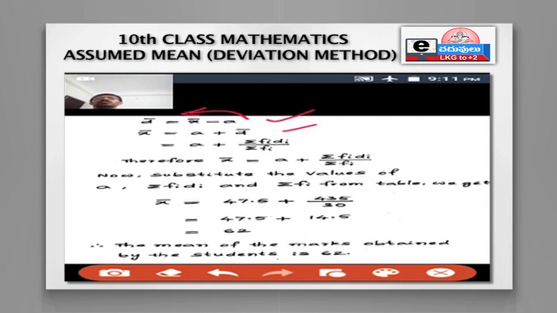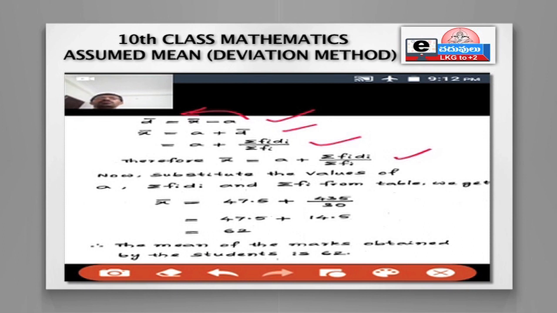So a plus, in place of d bar means mean of deviations. What is mean of deviations formula? Sigma fi into di by sigma fi. Therefore mean x bar is equal to, formula is what? A plus sigma fi into di by sigma fi. What is the formula of mean? By using assumed mean method, x bar is equal to a plus sigma fi di by sigma fi.